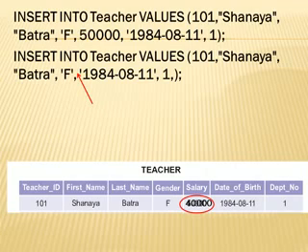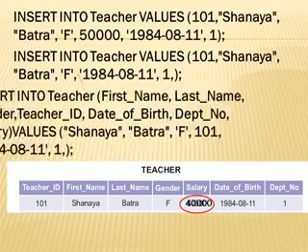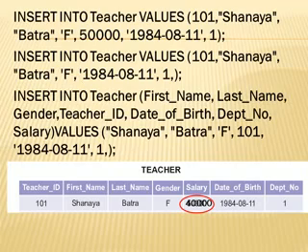Okay, one more type. This insert command can be used in one more method. This is the method: insert into teacher. Now you can name the attributes first: first name, comma, last name, gender, then suppose you want to put the teacher id, then date of birth, then department number, then salary, like this.